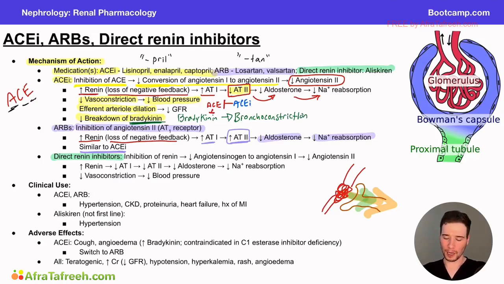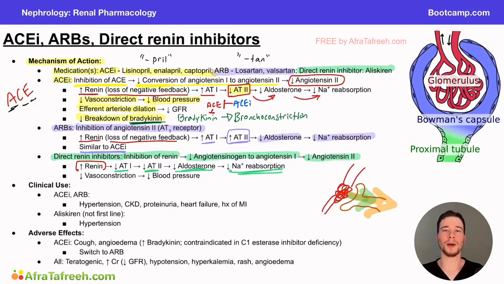Now, finally, I want to talk about the direct renin inhibitors. So these directly inhibit renin. They're going to decrease angiotensinogen to angiotensin 1 and decrease our angiotensin 2. Again, compare and contrast these with the molecules we just talked about. This is going to decrease everything downstream of renin itself. So low angiotensin 1, low angiotensin 2, low aldosterone, and low sodium reabsorption.